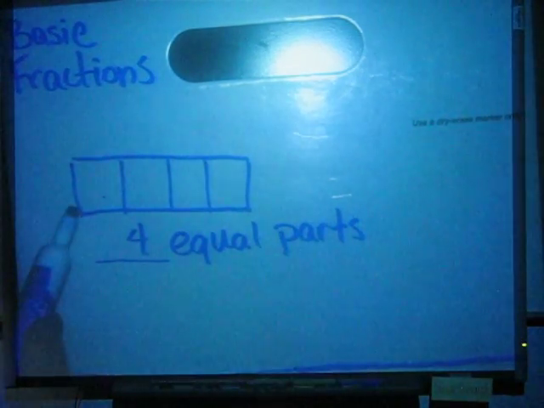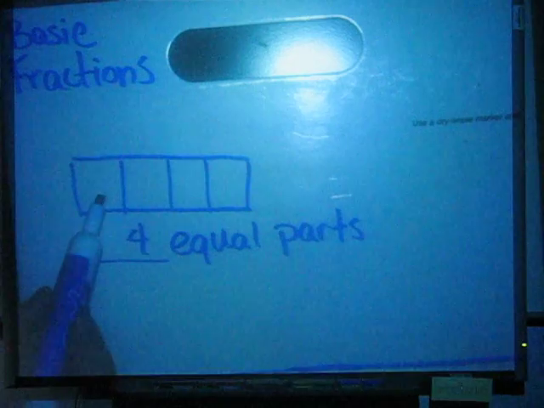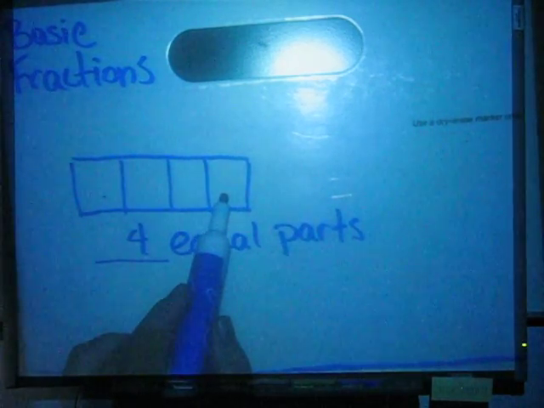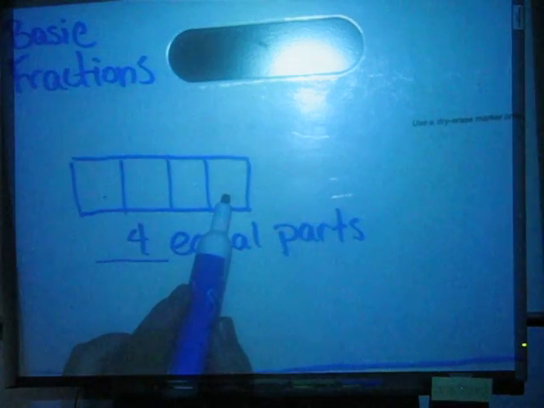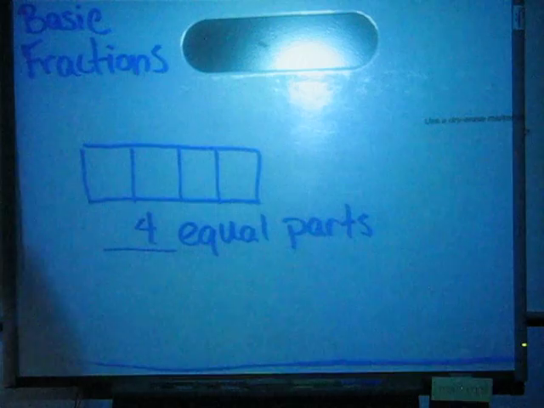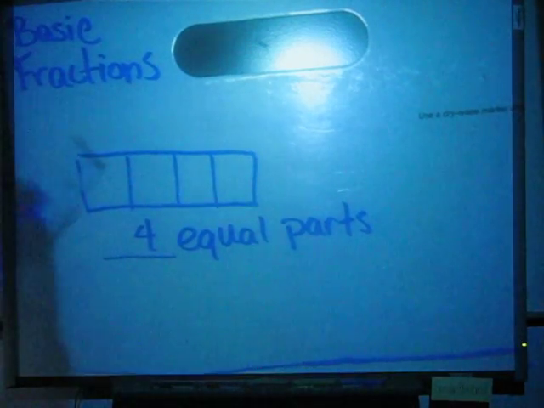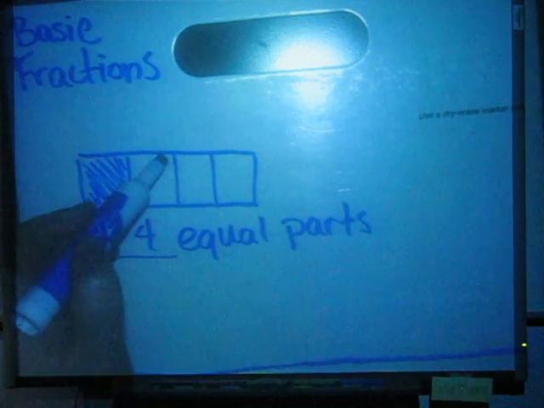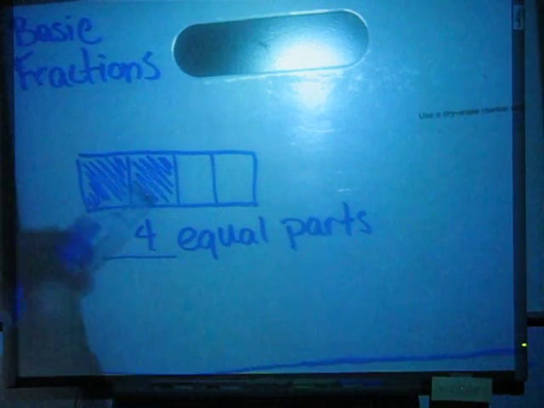We also have to think of equal parts as being fair. If I get this piece of the candy bar and you get this piece, they have to be the same. Okay? It has to be fair. You and I have to have the same amount. Okay? So now let's say I eat this piece of the candy bar, and then I give my friend this piece of the candy bar.